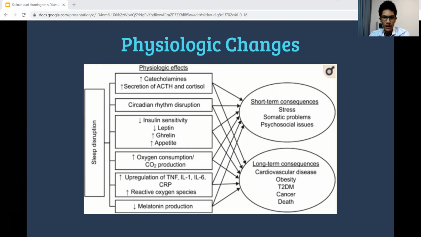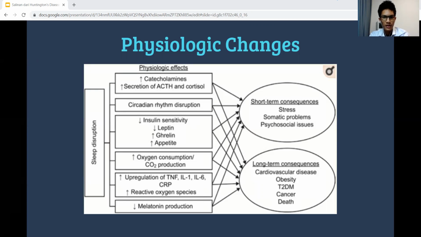It has also been found that there is some increased secretion of adrenocorticotropic hormone and cortisol, which may be found in patients with chronic persistent insomnia. Suppression of deep sleep itself was associated with decreased insulin sensitivity. However, this decrease in insulin sensitivity did not result in an increase in insulin release. And thus, sleep disruption itself may be correlated with increased risk of type 2 diabetes mellitus.